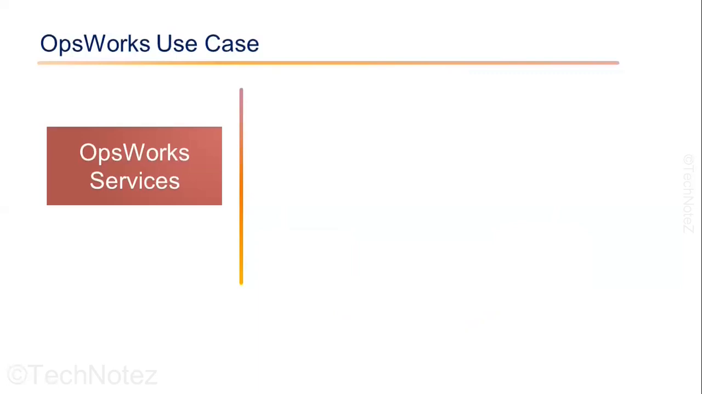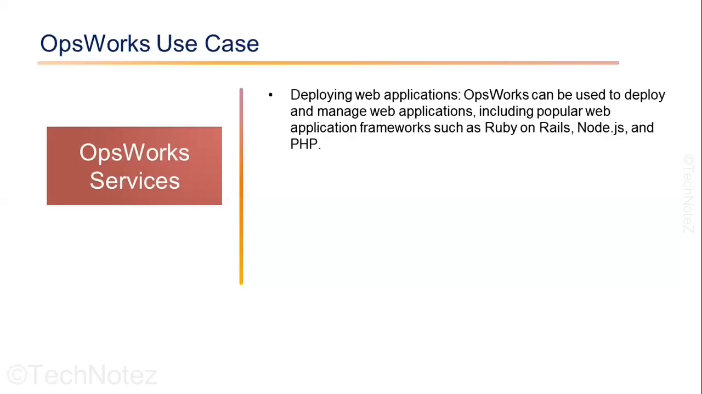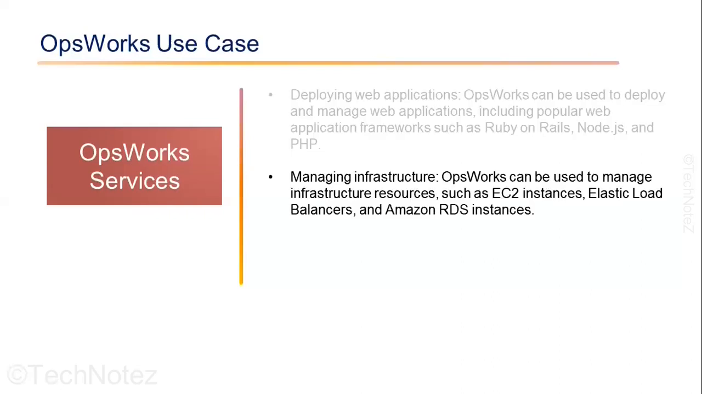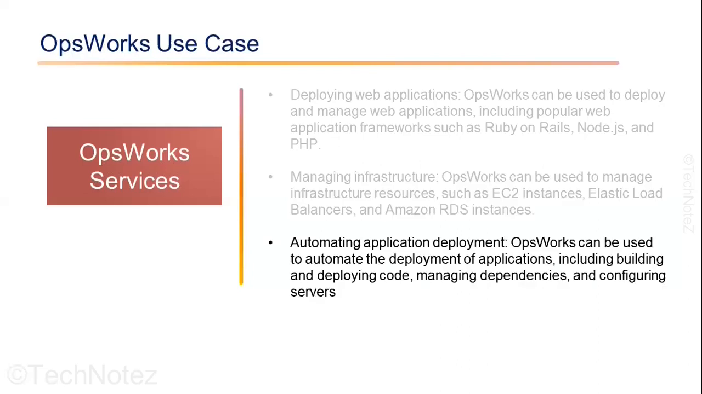There are multiple practical use cases of Amazon OpsWorks that include deploying web applications. You can use it to deploy and monitor web applications, including popular web application frameworks such as Ruby on Rails, Node.js, and PHP. Managing the infrastructure. You can use OpsWorks to manage infrastructure resources such as EC2 instances, Elastic Load Balancers, and Amazon RDS. Application deployment. OpsWorks can be used to automate the deployment of applications, including building and deploying the code, maintaining the dependencies, and configuring servers.